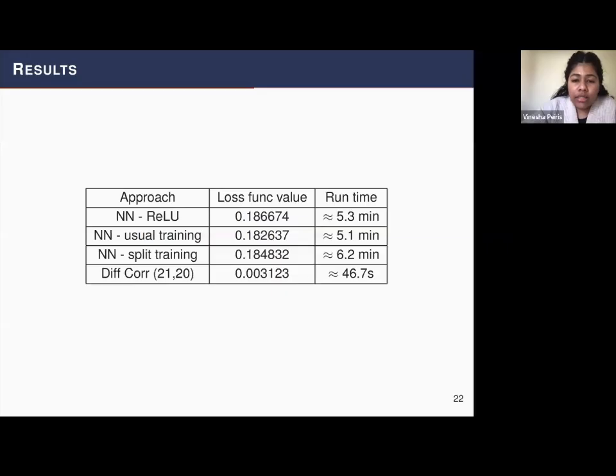If you want to have a look at the loss function values and computational time, here is a small comparison. All three neural networks compute loss function values that are very, very close to each other, and the runtime is not too far apart either. But the neural network with rational activation function, with usual training, is working at least a little better than ReLU or split training. But if you take the differential correction method, the loss function value is much, much smaller, and it computes this approximation in a split second.